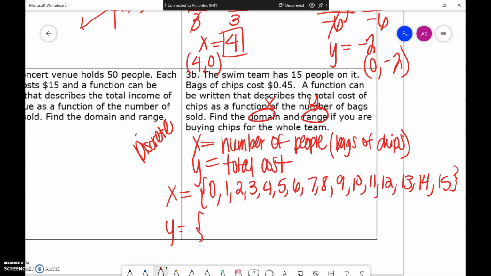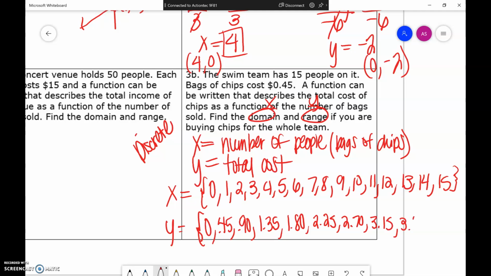my Y will determine, or will be dependent on the number of persons. So if I have 0 people, $0. We didn't have to spend anything. If I have 1 person, that's going to be 45 cents. 2 people, 90 cents. Okay, so you're just going to be adding 45 cents each time. Okay, so you could use a calculator here if you get confused, or if you can do it in your head, you can do it that way as well.